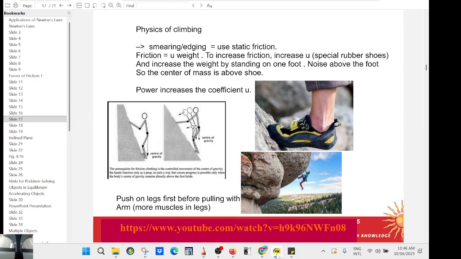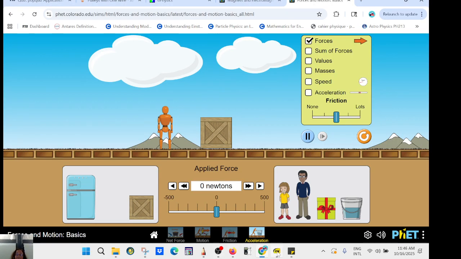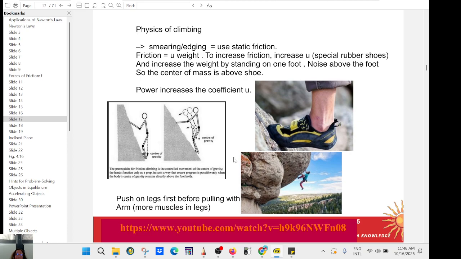Okay, so a lot of application here. If you like to do rock climbing, the trick is you need to stand on one foot at a time. Because if you stand on one foot, you're going to increase the pressure, right? You have all your weight on one foot instead of on two. By increasing the pressure, you increase the normal force, and by increasing the normal force, you increase the static friction. So you want to make sure that your center of mass is just above your foot so you can increase that pressure. Otherwise, you're going to fall.